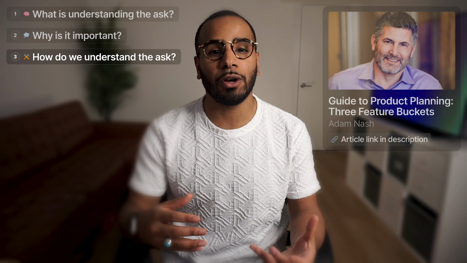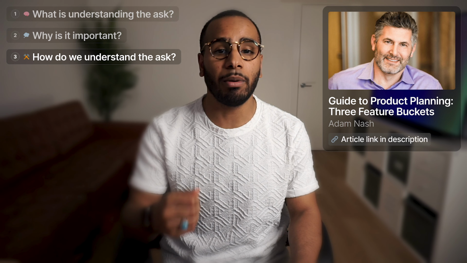How do we understand the ask? First, identify the type of ask. Identifying the type of ask will shape your decisions to come. In Guide to Product Planning, 3 feature buckets, Adam Nash defines them as number 1, metric movers, features that have the explicit intent to have a major impact on boosting metrics that are important to the product. That could include, but is not limited to, engagement, revenue, and growth.